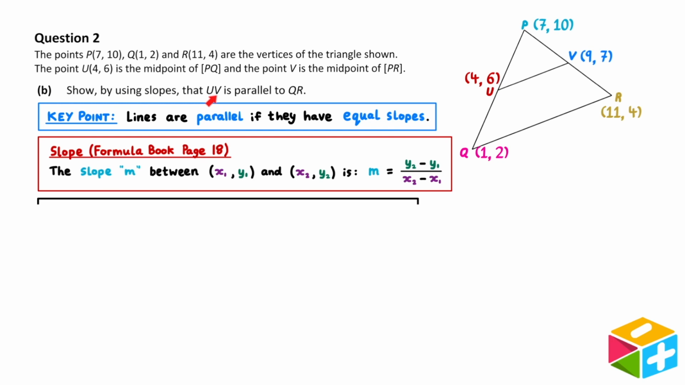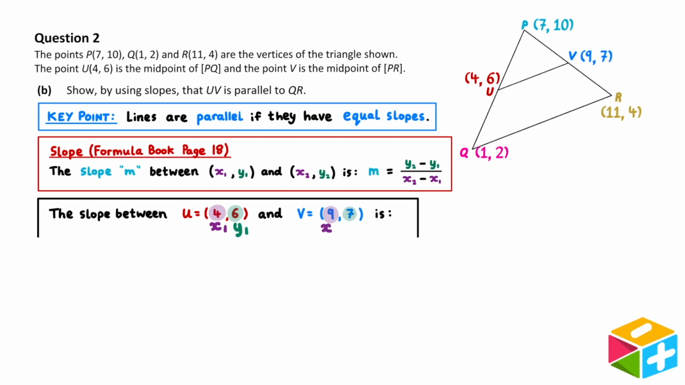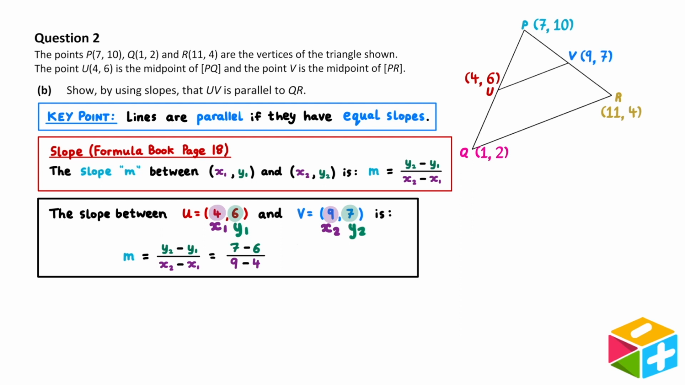The first slope we need to calculate is UV. We know the coordinates of these points. U is 4, 6, and in part A we found that V is 9, 7. We label our first point, U, with x1, y1, and we label our second point, V, with x2, y2. To find our slope, we just need to sub these values into our formula. Seven minus 6 is 1, and 9 minus 4 is 5, so our slope here is 1 over 5.